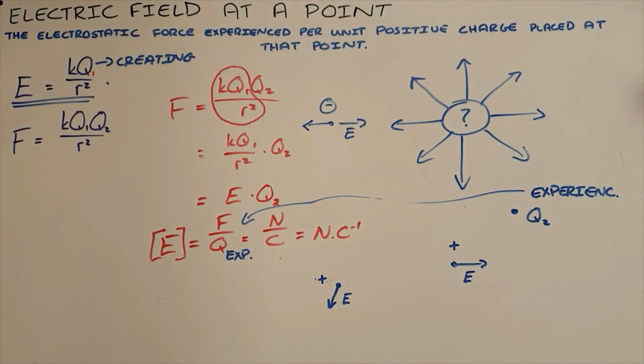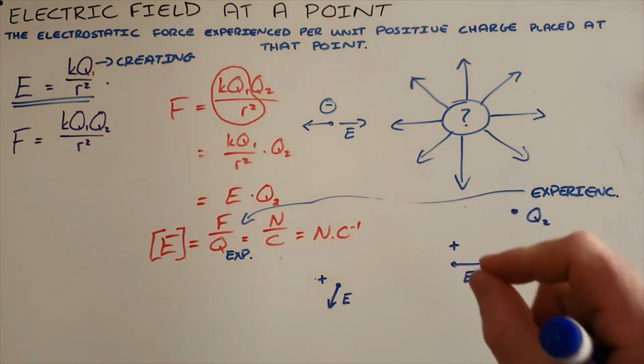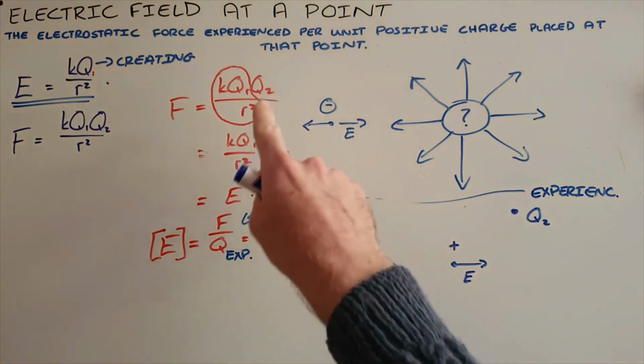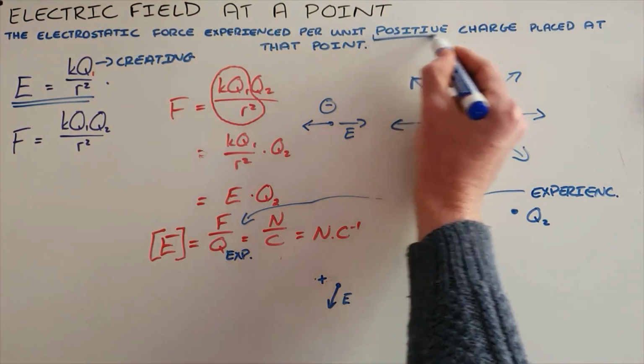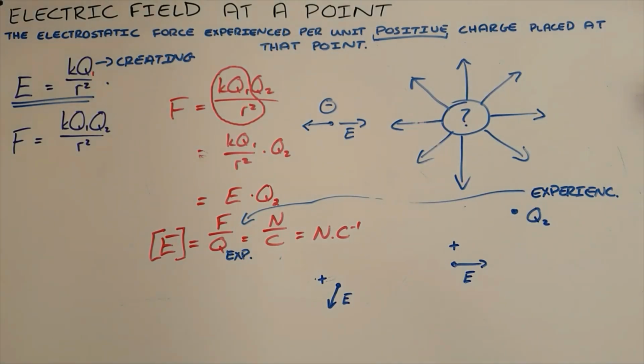So it is important to understand the difference between an electric field, which is the entire region in space around a charged object where another object would experience a force, and the electric field at a specific point, which refers to the force that is experienced by a charge placed at that point, and again the emphasis there being on a positive charge placed at that point.